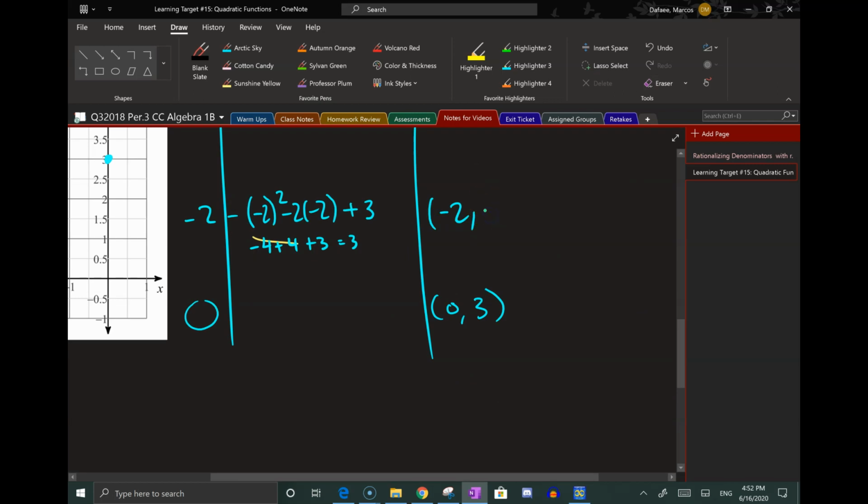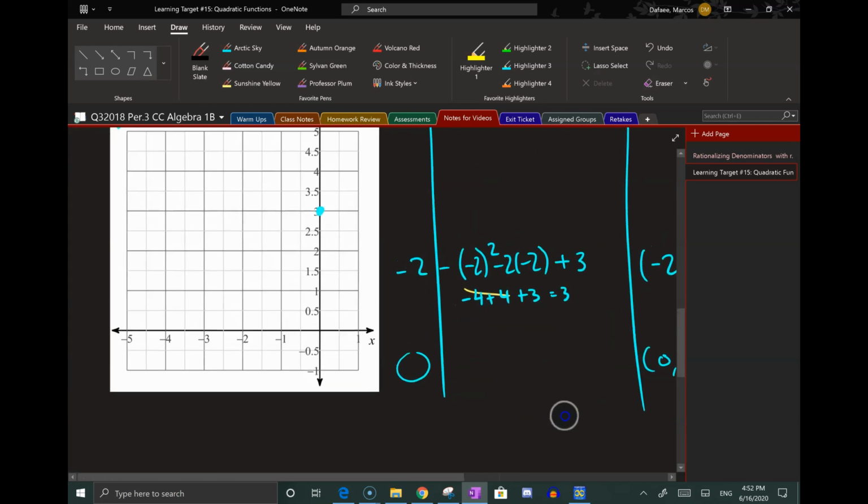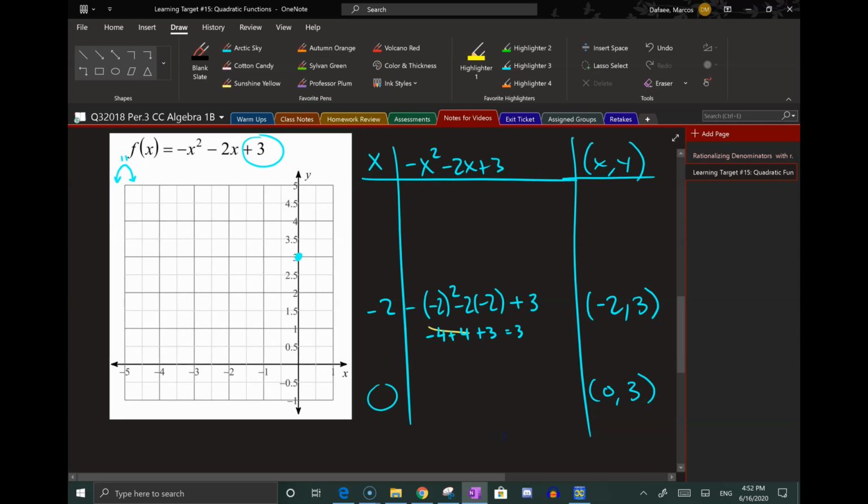I'm having trouble writing my 3's today. There we go. Negative 2 comma 3 is my second point. So negative 2 comma 3 is right over here.